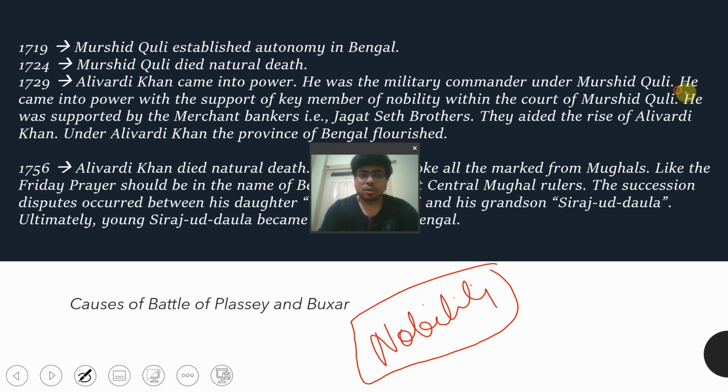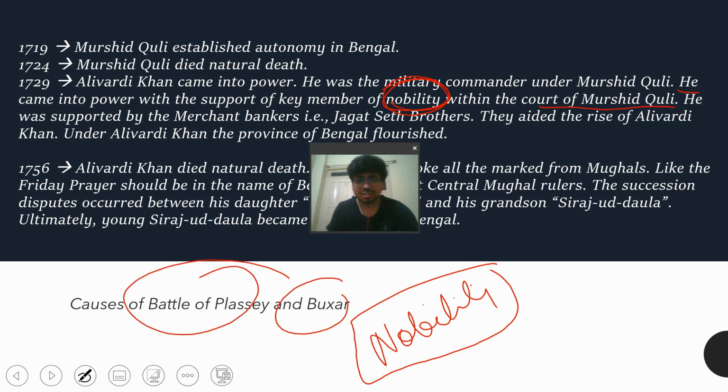So he came into power with the support of whom? With the nobility members within the court of Murshid Quli Khan, and he was supported by the merchant bankers. Who the merchant bankers were, and why they were so important for the battles of Plassey and Buxar, we are going to discuss. They were very important for the whole scenario, because the British got support from them only. How they were so important, we will see. So he was supported by the merchant bankers, and the two famous merchant bankers were the Jagat Seth brothers.